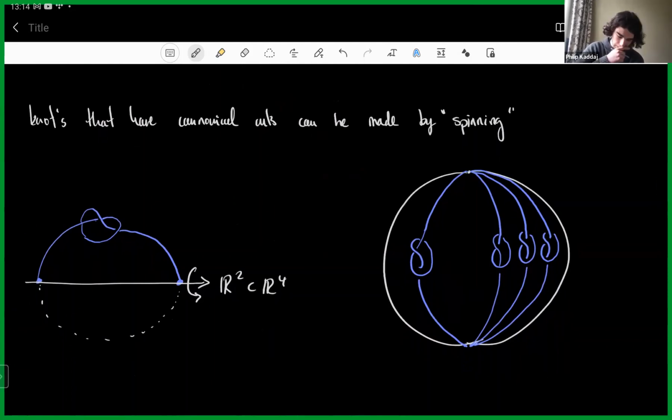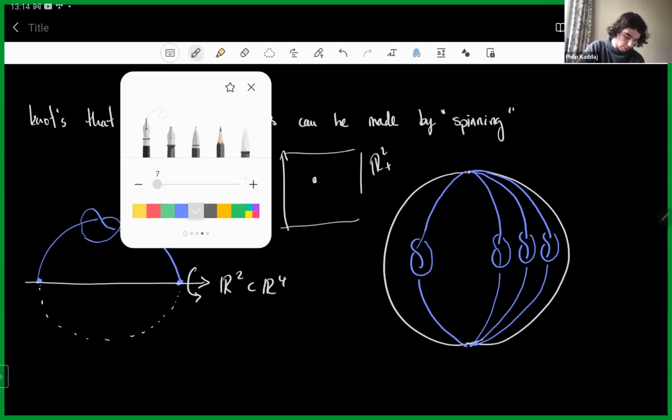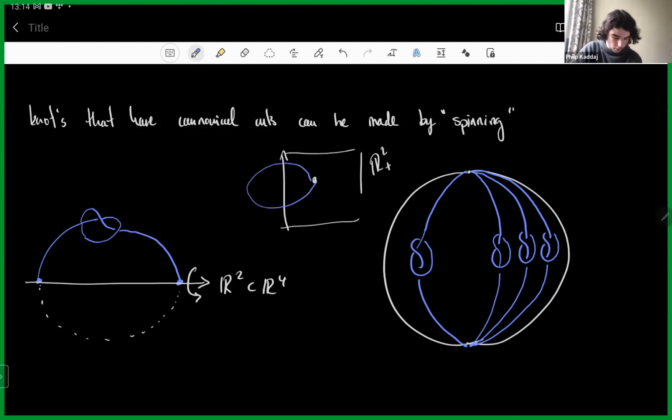So what do I mean by spinning? I'll draw the three-dimensional version. Suppose I had a point in R3 that lies in some half plane R2 plus. Then I can rotate this half plane around some axis which lies in R3, and this point would sweep out a circle. This construction is exactly analogous, but with knots. And instead of rotating around some line, we rotate around a two-dimensional plane in R4, or something of codimension two in Rn.